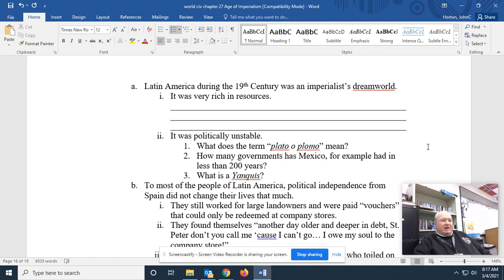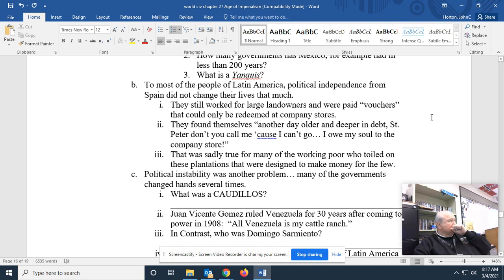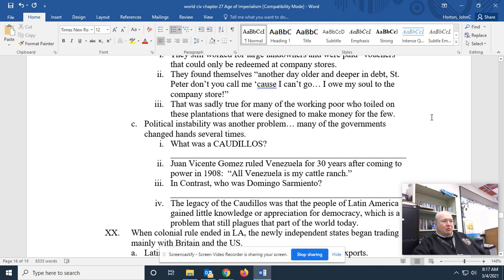So, to most of the people of Latin America, political independence from Spain didn't really change that much of their lives. Remember that, except for Brazil, all of Central and South America was once a Spanish colony. They, meaning most South Americans, still worked for large landowners and were paid vouchers, scrip, specie, currency that was not any good anywhere except in the company store. They found themselves, as it says there, another day older, deeper in debt. Yes. That was true for many of the working poor who toiled on these plantations that were designed to make money for the few.